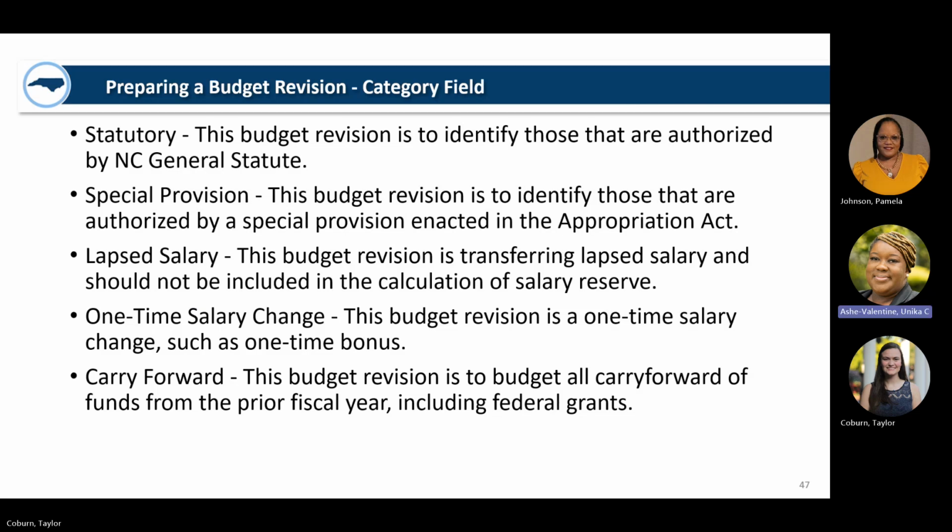The category field is very important when selecting the category of your budget revision. IBIS has a component where it generates reports based on the type of category that's selected on your revision. I'm not going to go over each type of category, but the most important category is when you have a lapsed salary revision. Anytime you have a lapsed salary revision, you want to make sure the lapsed salary category is selected, and whether it's appropriated or receipts, because those reports are sent to the General Assembly for their awareness of agency use of lapse.